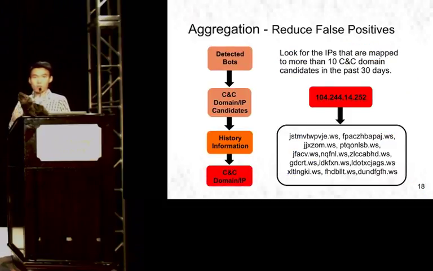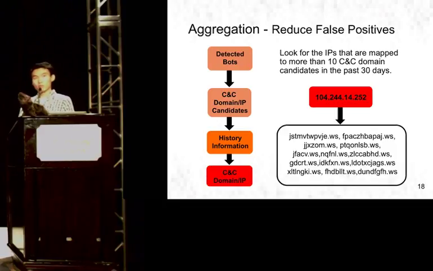So now we have a set of NX domains. To detect the specific CNC domains, the assumption is that CNC domains also have similar linguistic attributes as the set of NX domains. So we build some signatures based on the detected set of NX domains and apply them to all the successfully resolved domains during a time window to extract the CNC domain candidates.